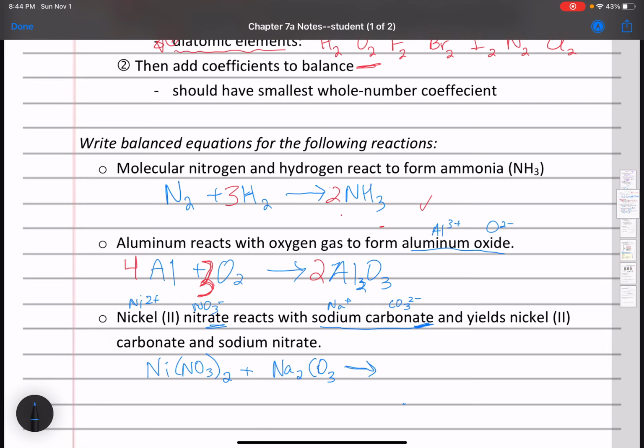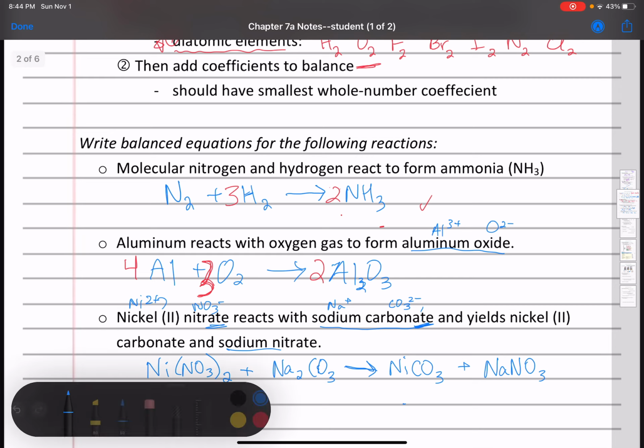They're going to react to form nickel(II) carbonate. Well, nickel has a 2+ charge and carbonate has a 2- charge. So it's just nickel carbonate. And sodium nitrate. Sodium has a 1+ charge, nitrate has a 1- charge. So that's the formula for sodium nitrate.